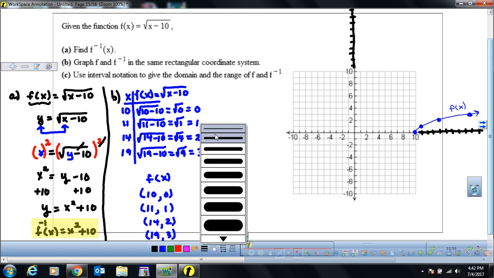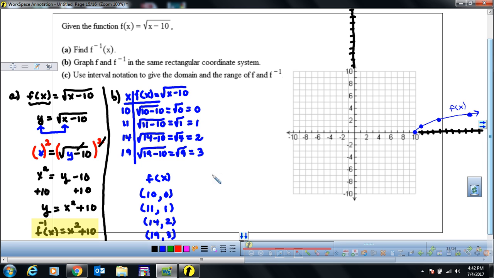Now let's find the inverse. How do we get the inverse points? The points for the inverse function. What I need to do is interchange all of the x and y values. So that's going to become (0, 10), (1, 11), then (2, 14), and (3, 19). So let's go ahead and graph those.